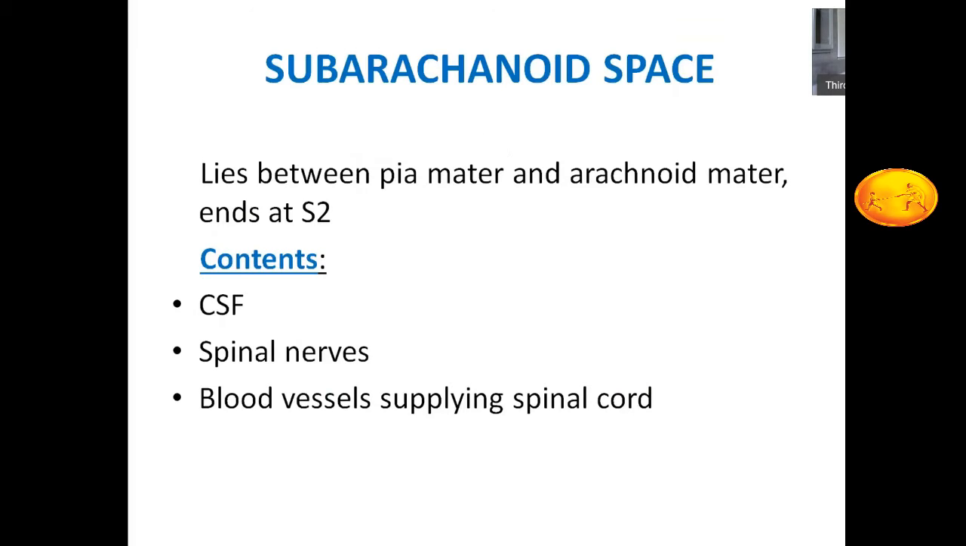For giving spinal anesthesia, the most important space is the subarachnoid space, which lies below the arachnoid mater and contains the CSF. In this CSF, we insert the local anesthetic drug, and we achieve the anesthesia. There are spinal nerves coming through this CSF, and there are also blood vessels which are supplying the spinal cord. This subarachnoid space ends at the S2 level.